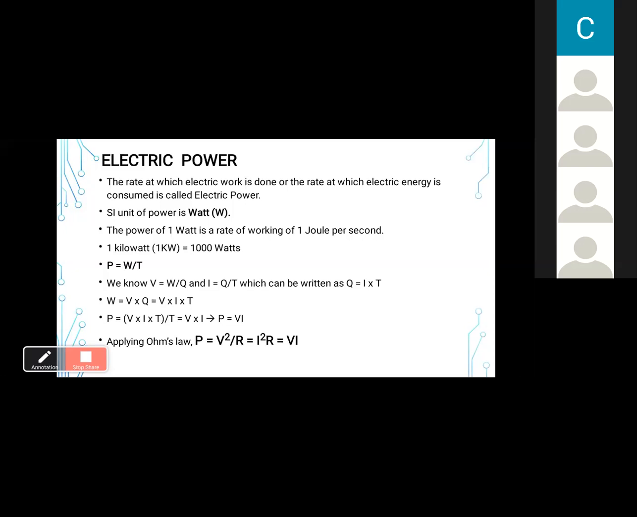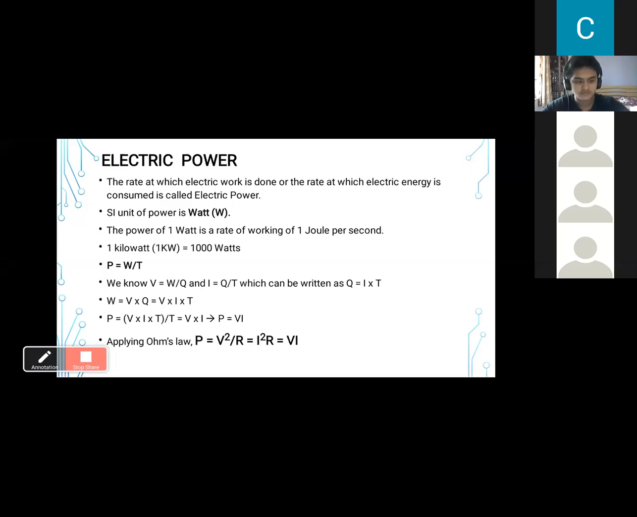Again, I can write power in terms of only voltage and resistance, or only current and resistance. Applying Ohm's law in V into I, I can write I as V by R. So if I write I equal to V by R, then it becomes V square by R. Similarly, if I replace V with I into R, it becomes I square R. So applying Ohm's law and replacing V and I respectively, I can get both the formulas, V square by R or I square R. These three formulas you should know: V square by R, I square R, and V into I.